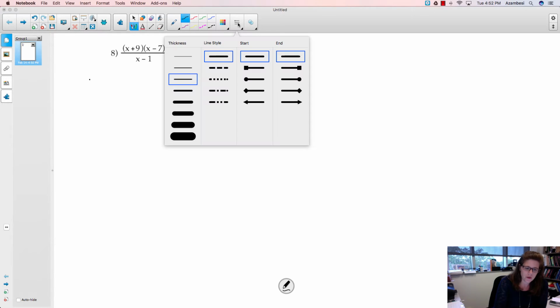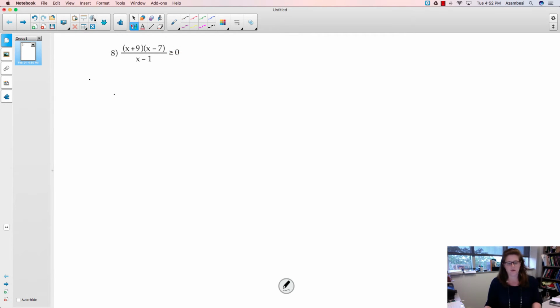I wanted to go over number 8, which is our rational inequality. Now, when dealing with a rational inequality, we're still talking about the regions where the function is above or below the x-axis as listed here. So here we're looking for regions where this function is above the x-axis.